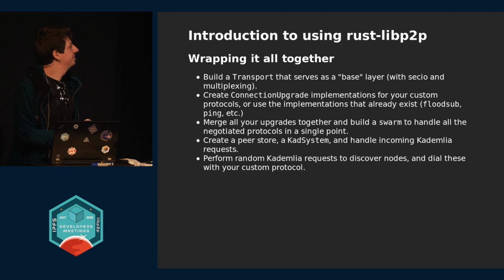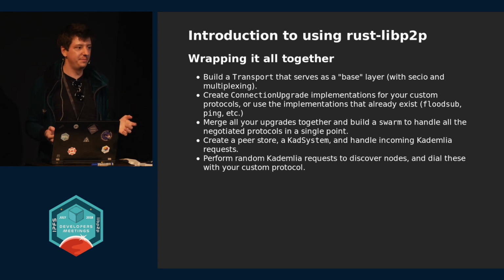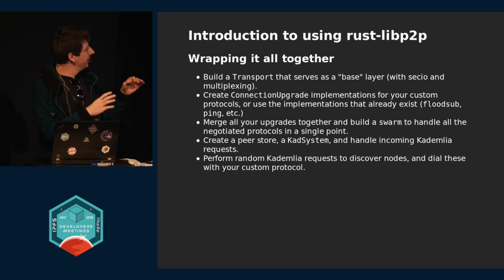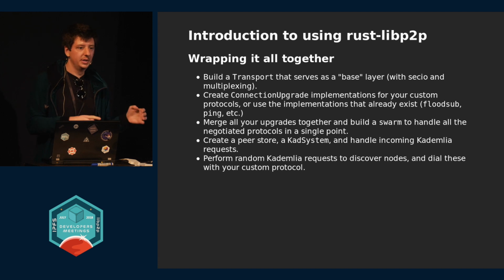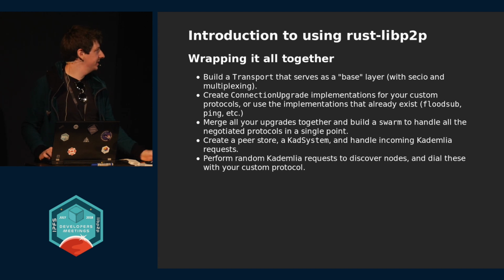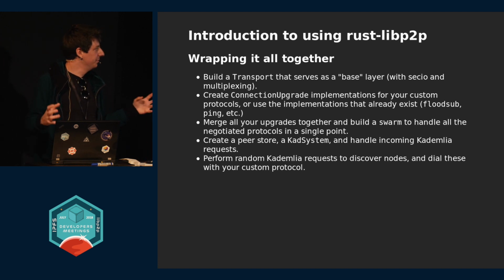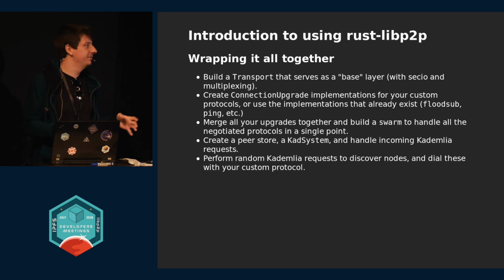And if you put everything together, just to summarize, you have a base transport that you create manually with TCP, WebSocket, SecIO, Yamux, everything plugged into one base transport. You create implementations of a connection upgrade for all your custom protocols, or you use the ones that already exist, like floodsub or ping or Kademlia. You merge all your upgrades together and you pass this to the swarm, and that's what your server is going to handle.